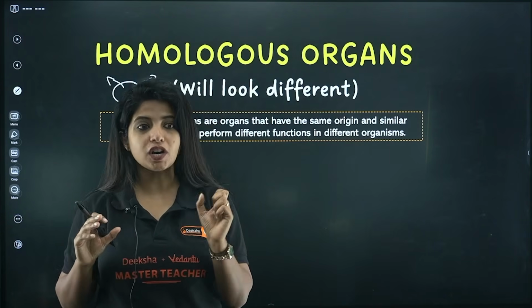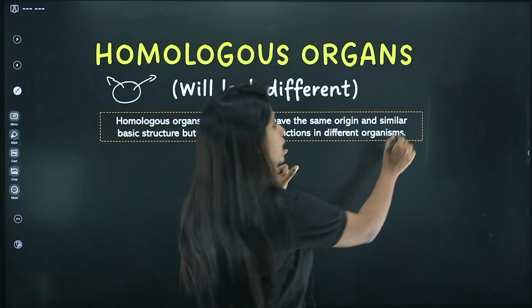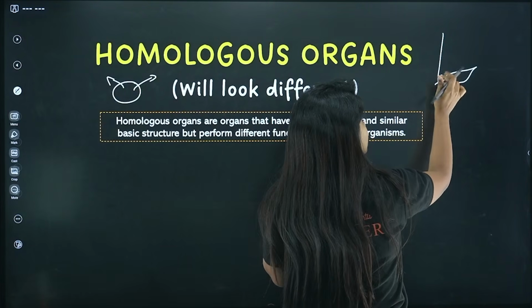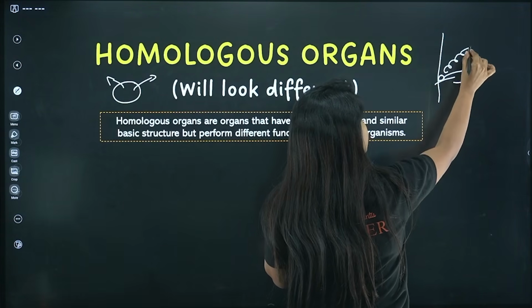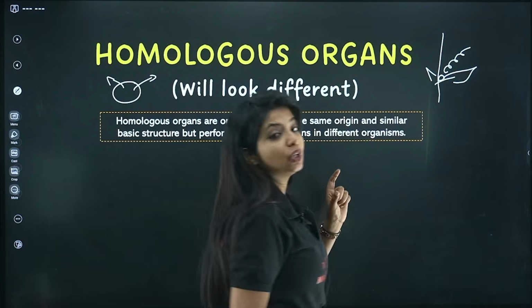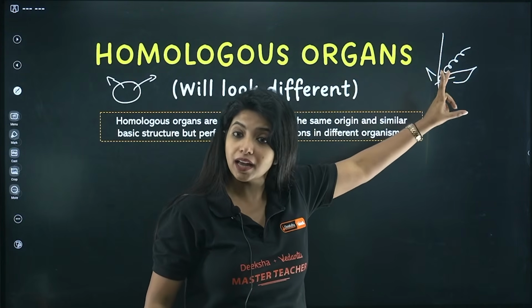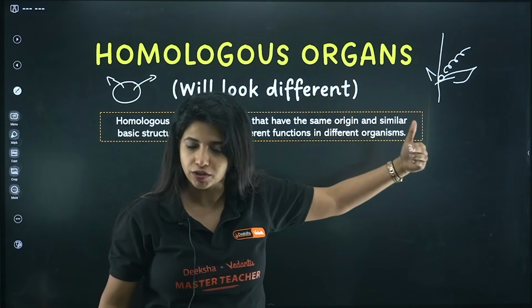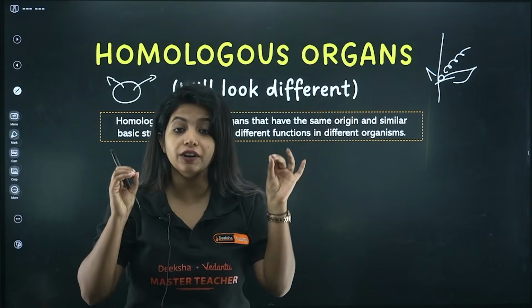For example, I talk about a bud. Okay, I talk about an axillary bud. Suppose this is a leaf and over here I have a small bud. This bud can transform into a tendril. This bud can also transform into a thorn. So common origin is there, but now they have developed into doing different functions. So they will definitely look different over here.